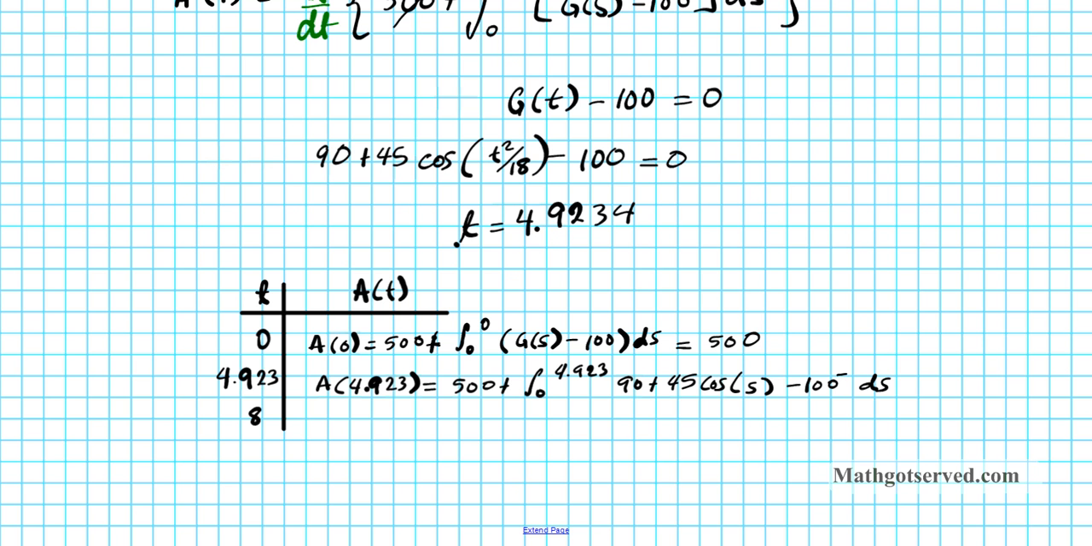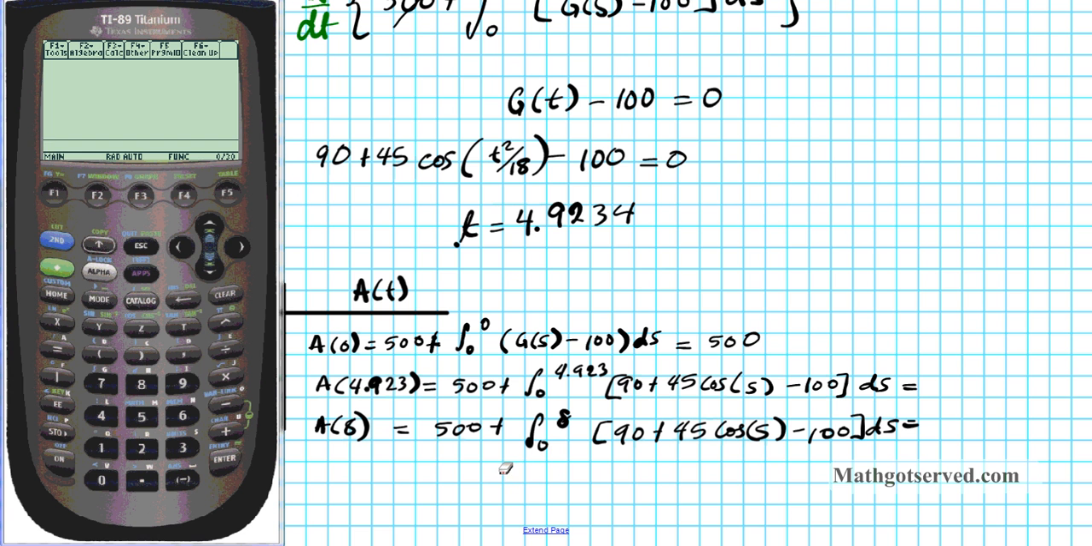That gives us the amount at the critical value, and then A of 8 is the amount at the end of the workday, which is 500 plus the integral from 0 to 8 of 90 plus 45 cosine s minus 100 ds. So we basically plug these two integrals into our calculator.